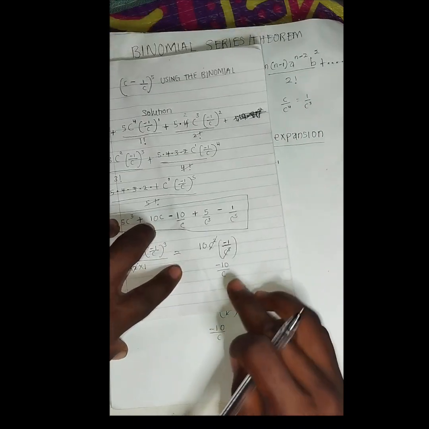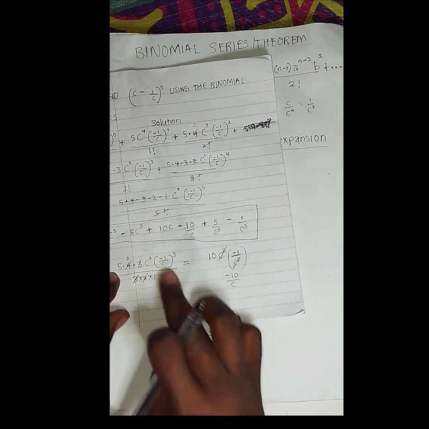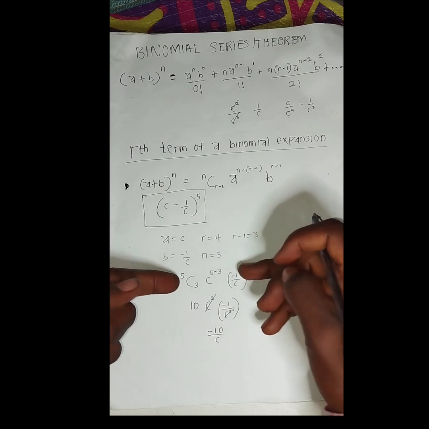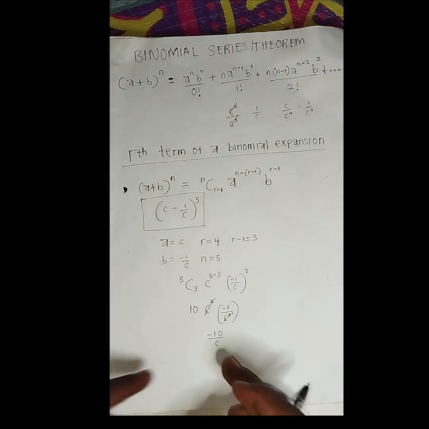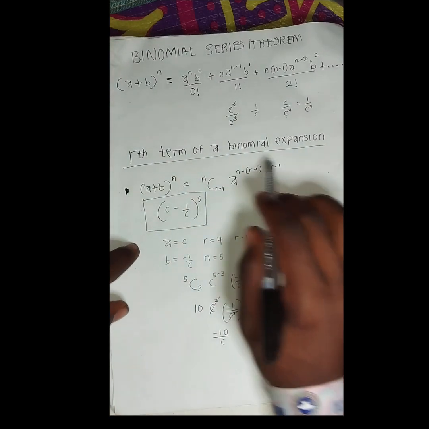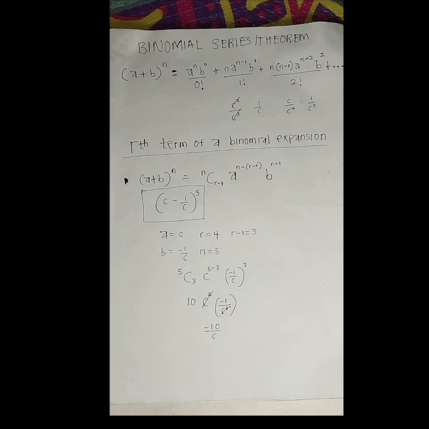Are they not the same? Yeah, we have to expand this whole thing. We have to bring our fourth term out before we can get minus 10 over C. But yeah, in just how many lines? Just 1, 2, 3, 4. 4 lines. We've gotten our minus 10 over C. Can you see how special this formula is? So don't forget, this is the rth term of any binomial expansion. How to find the rth term of any binomial expansion.